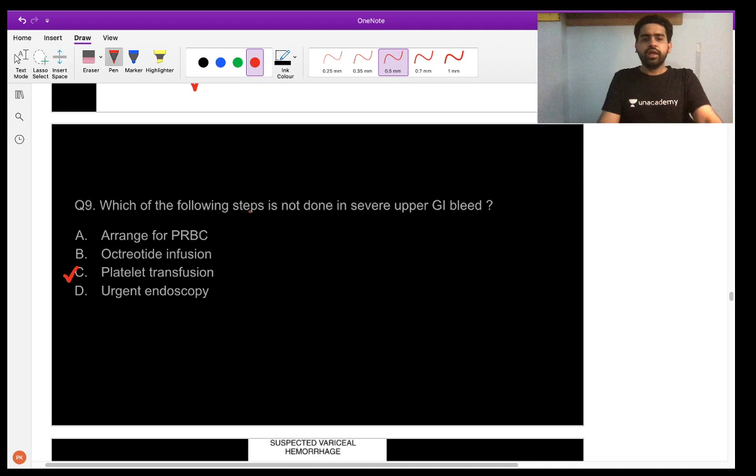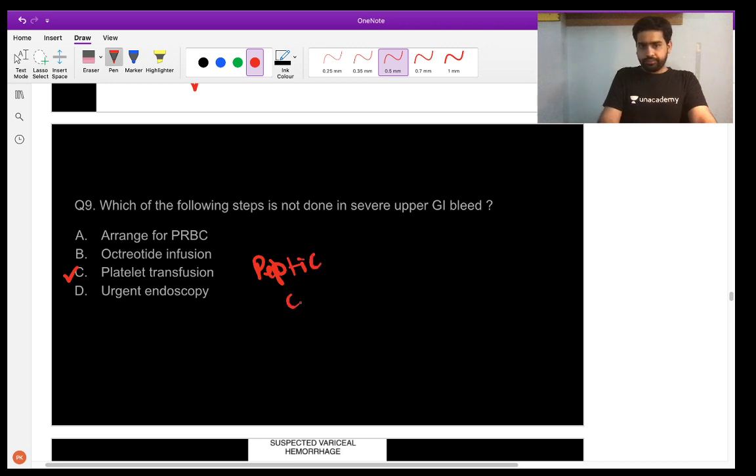Before we move on, can you tell me what is the most common cause of upper GI bleed? Most common cause of upper GI bleed. Okay, I'll give you the options. Is it a peptic ulcer or is it esophageal varices? Can anybody answer in the comment box? What is the answer? Please understand, the most common cause of upper GI bleeding is peptic ulcer. Okay, it is peptic ulcer.